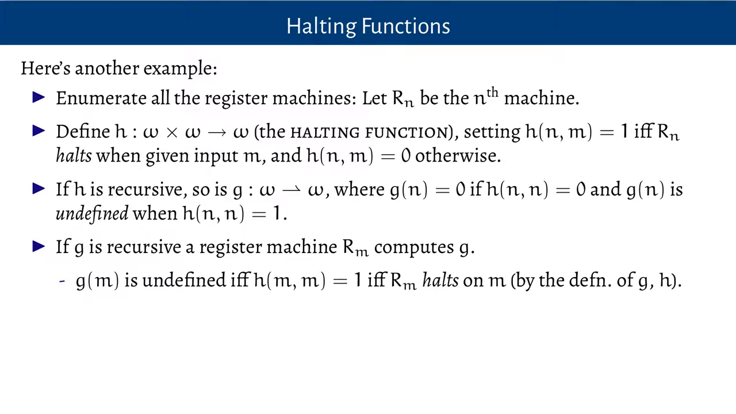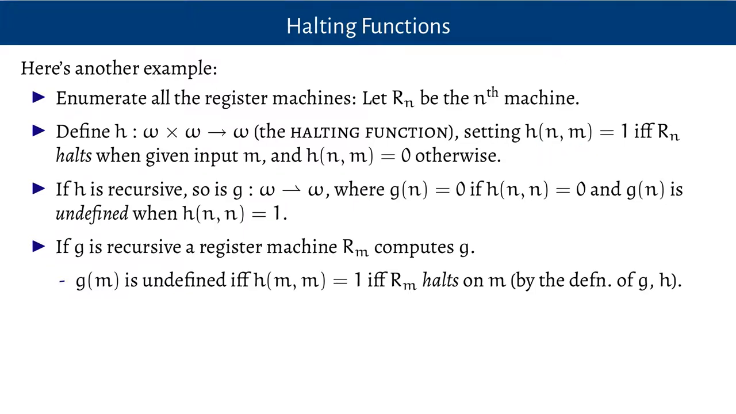So let me explain both of these steps. G of m is undefined if and only if h of m and m is 1, because that's the meaning of g. That's how we define g. G of m is undefined when h of m and m is 1. Okay? But h of m and m is 1 if and only if register machine m halts on the input of m. That's the definition of h.